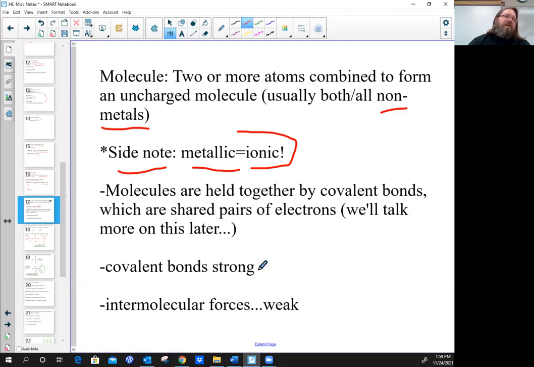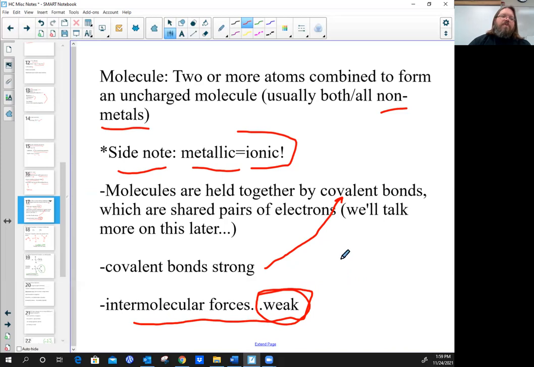Covalent bonds are generally pretty strong, okay? These covalent bonds that are shared between atoms in molecules are generally pretty strong. There are intermolecular forces between molecules that are usually pretty weak. A great example of this is hydrogen bonding between water molecules.